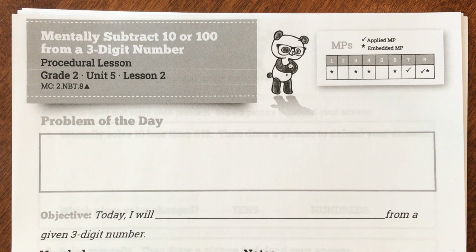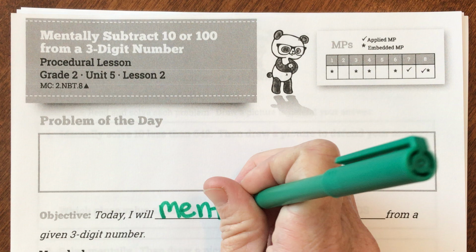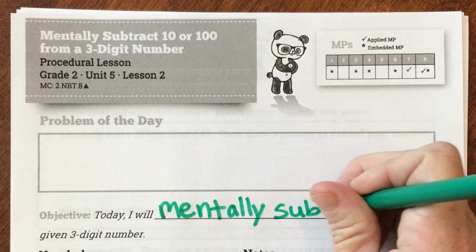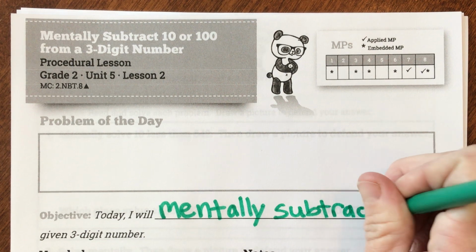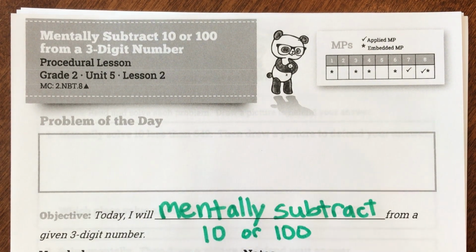Today we are on page 7 of your student journal, and we are beginning a unit in subtraction. So today our goal is, today I will mentally subtract 10 or 100 from a given 3-digit number.